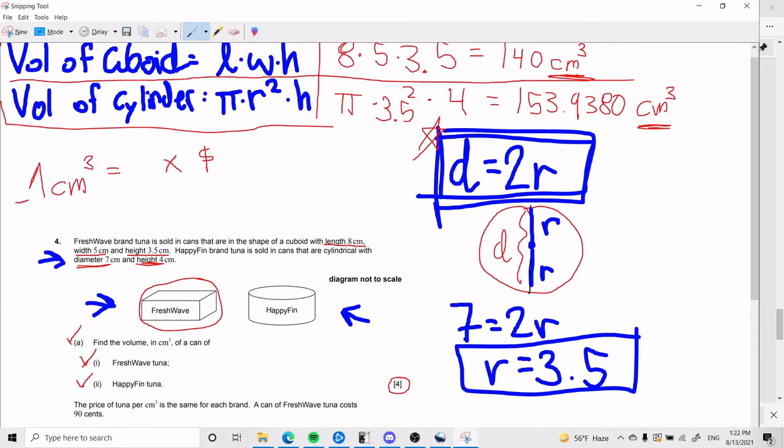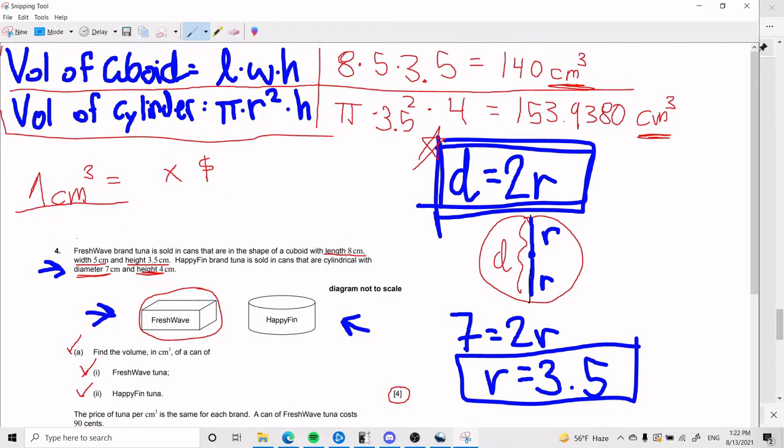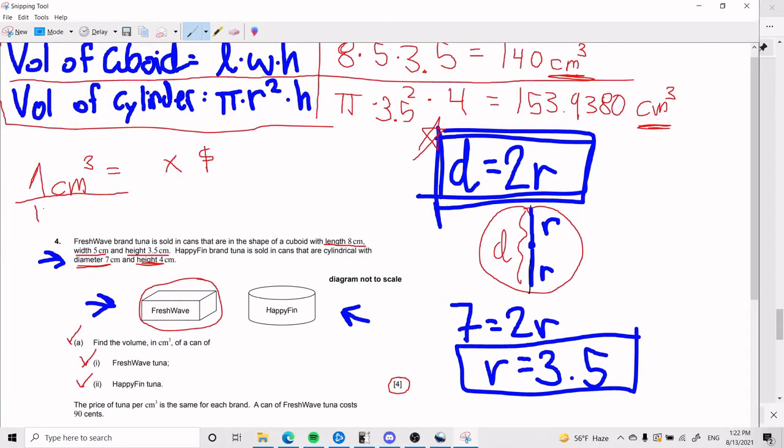The other thing we know is that 140 centimeters cubed is 90 cents, right? I'm actually going to put cents here instead of dollar sign just to leave it more consistent, but you know what I mean.